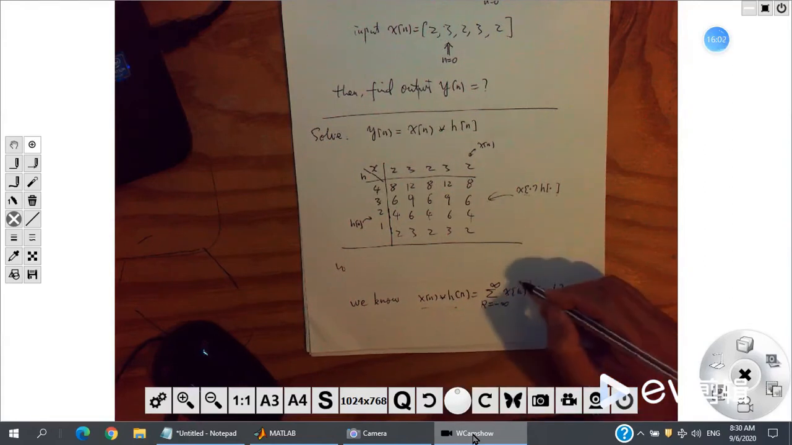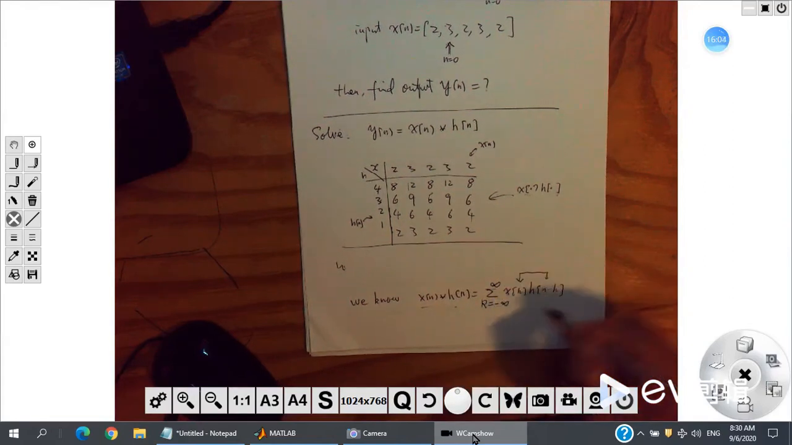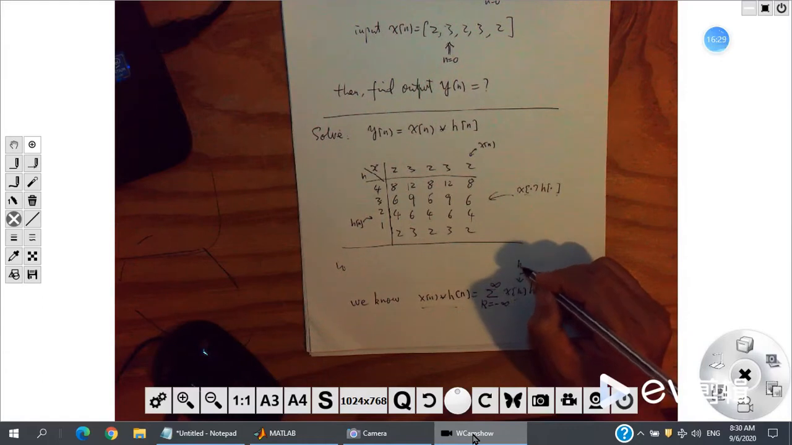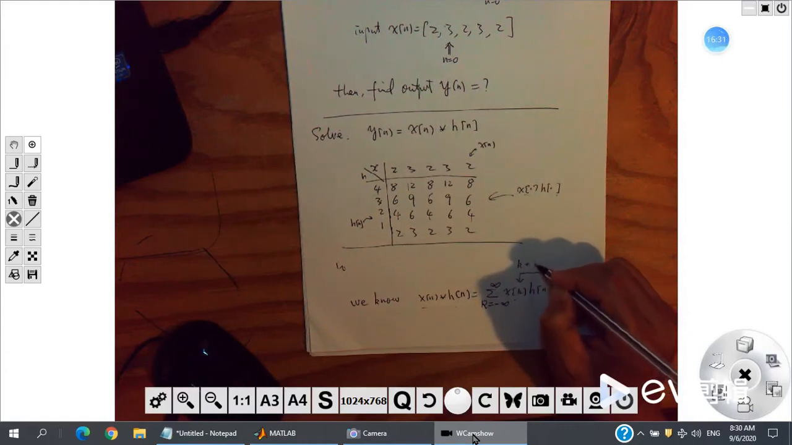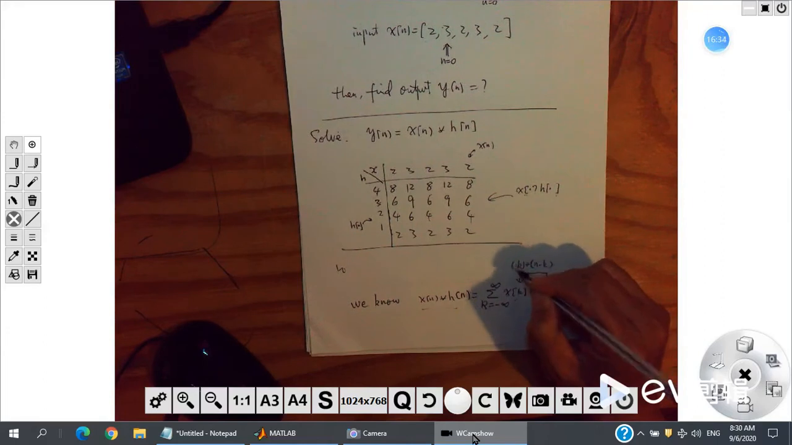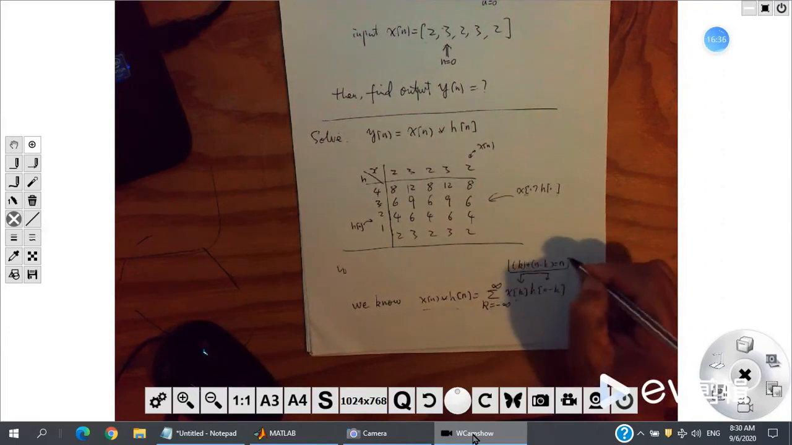You check here, the index. This is k, this is n minus k. So if this is 1, this will be n minus 1. If this is 2, this will be n minus 2. And reverse, if k is n, this will be 0. If k is negative 1, here will be n plus 1. But the first index plus the second index is always equal to n.